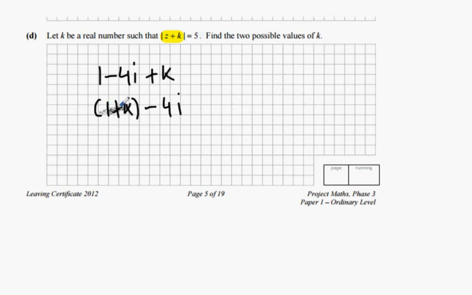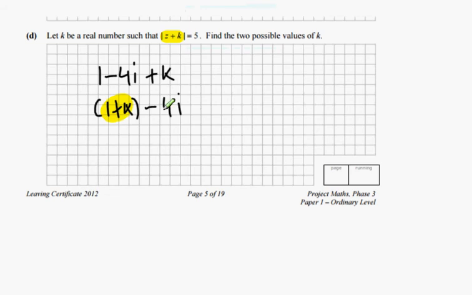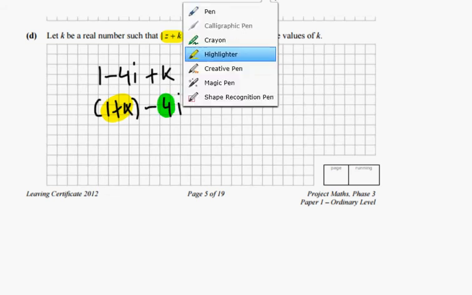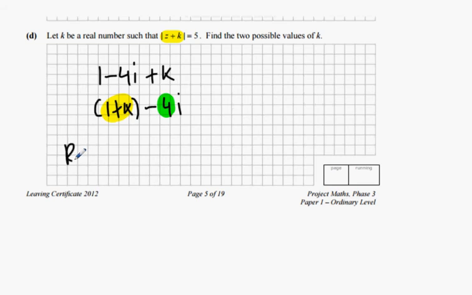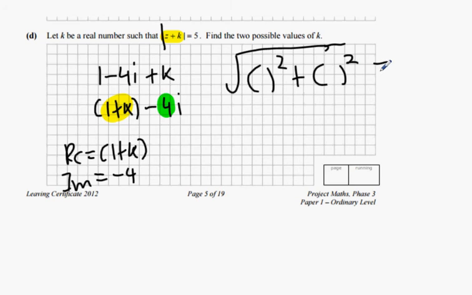This part here is the real part. This part here is the imaginary part. So you found out a lot of information already. You know that the real part is 1 plus K, and you know that the imaginary part is minus 4. What do these 2 big vertical lines mean? It means the modulus. So when you square the real part and square the imaginary part together, the answer has to be what? 5. Okay.